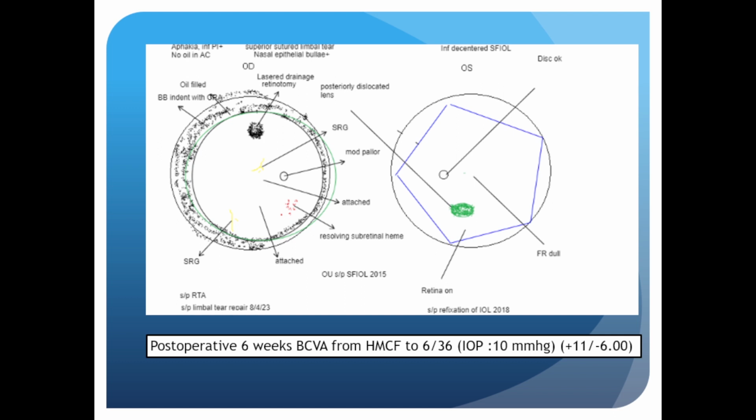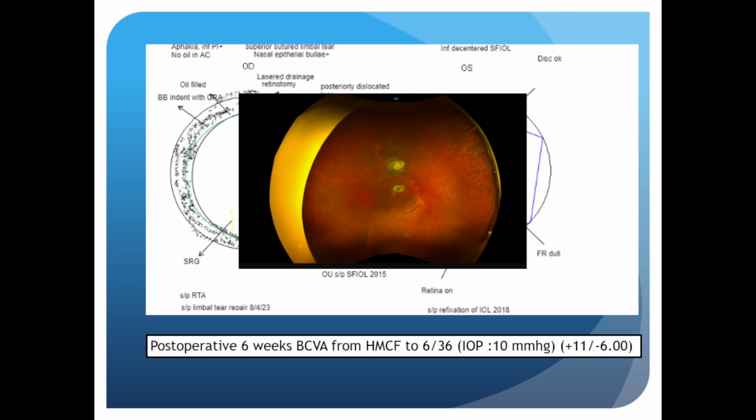After 6 weeks, BCVA improved from hand movement to 6/36. This was the 6 weeks post-surgery picture with the belt buckle and silicone oil. There were a few subretinal bands, and most of the subretinal heme was resolved. A very small fleck of heme was only present in this patient. This is the Optos image. You can see the drainage retinotomy.